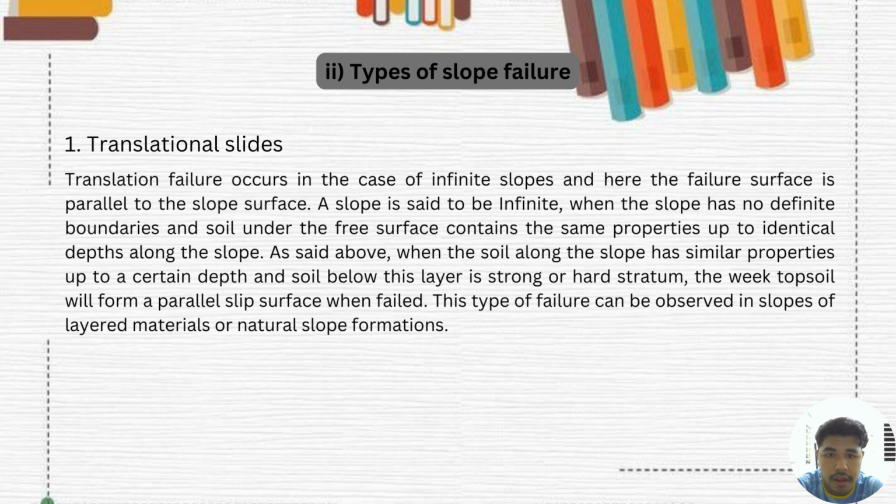As said above, when the soil along the slope has similar properties up to a certain depth and the soil below this layer is a strong or hard stratum, the weak topsoil will form a parallel slip surface when failed. This type of failure can be observed in slopes of layered material, or natural slope formation.